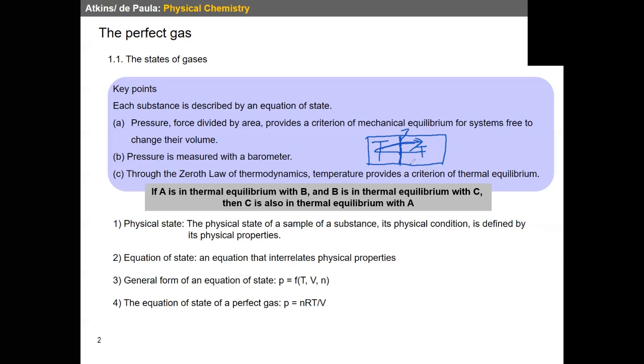And if there is some other area C, and area A is in thermal equilibrium with C, and B is also in thermal equilibrium with C, then A and B will also be in thermal equilibrium. So that's the zeroth law.